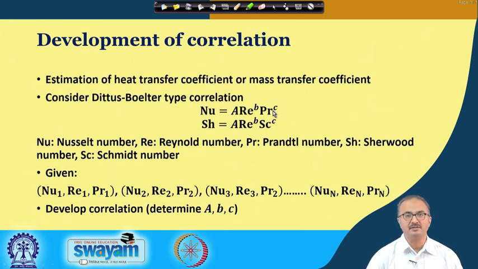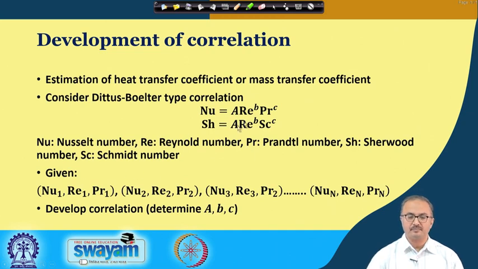Okay. And the Prandtl number, as you learnt earlier, simply gives us the ratio of the momentum diffusivity to the thermal diffusivity, and the Schmidt number gives us the momentum diffusivity to the mass diffusivity.